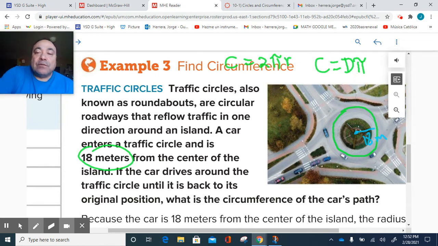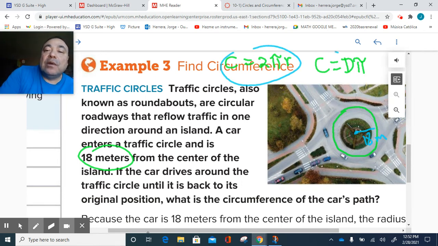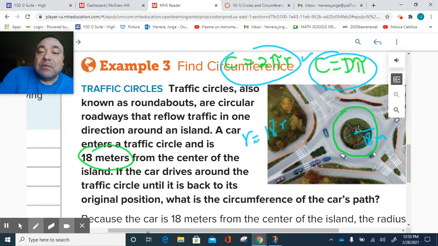To find the circumference, guys, we have to use either this formula or this formula right there. Either one, it does not matter. Well, the ideal is just to use this one right here. It's a little bit easier because they give us the radius. So r equals 18 meters. Of course, d will be 36 meters, right? Either way, you will get the same answer.